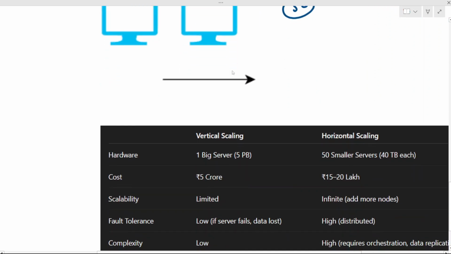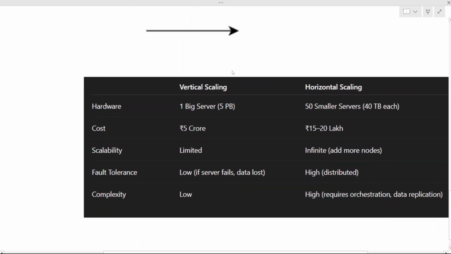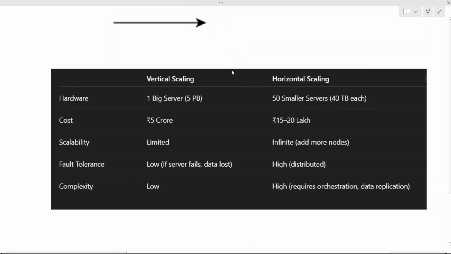Let me quickly summarize the difference between vertical scaling and horizontal scaling. As we considered 5 petabytes of data to be stored, vertical scaling provided one big server, while horizontal scaling provided the same specification with 50 small servers. The cost comes out to be 5 crores for vertical scaling, while only 15 to 20 lakhs for horizontal scaling. So in vertical scaling the cost grows exponentially.